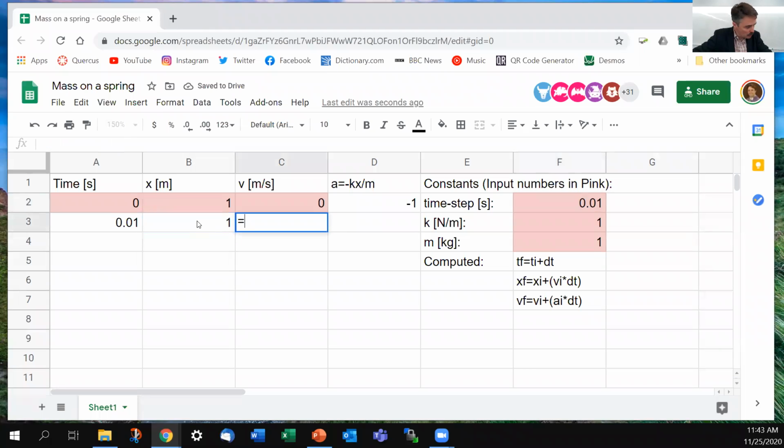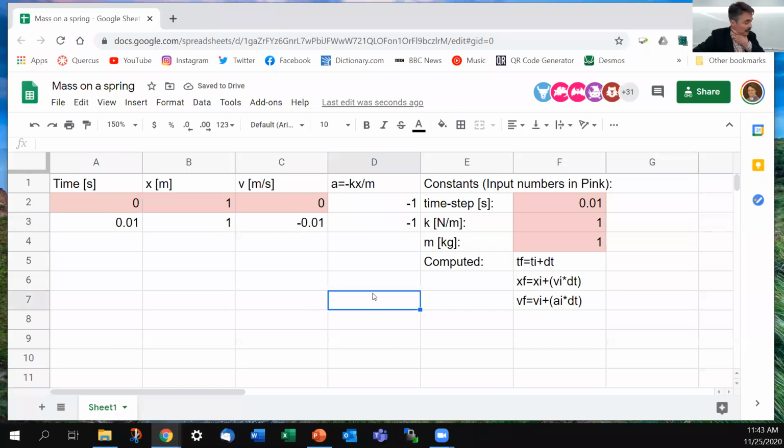And then the new velocity is equal to the old velocity plus a, so I'll just use the old acceleration times your dt. Simple, simple stuff. There are no tricks up my sleeve. That's why I'm showing you all this. Don't forget the $ signs around the F. And we can update the a by just Control C, Control V. So that's it.